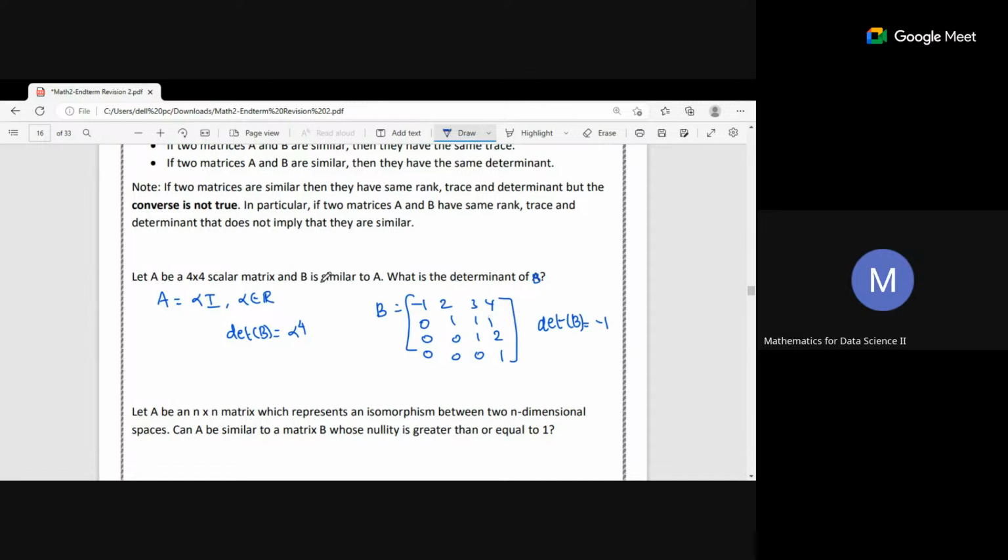Okay. So by the way, the other observation: if A and B are similar, what is the relation between A and B? Same rank, same trace, same determinant. They should be equal in all of these, right? Yes, ma'am. Okay.